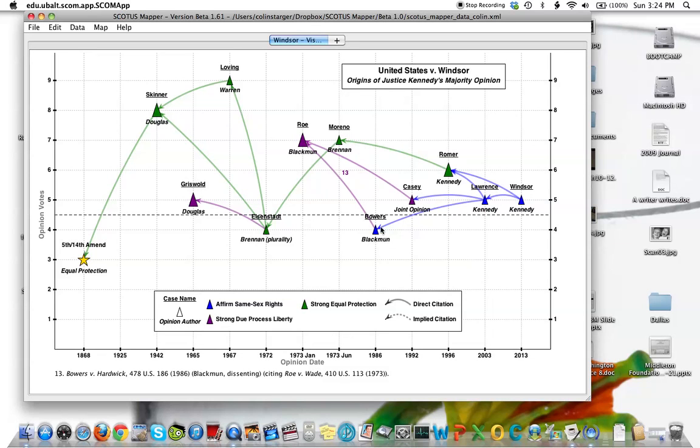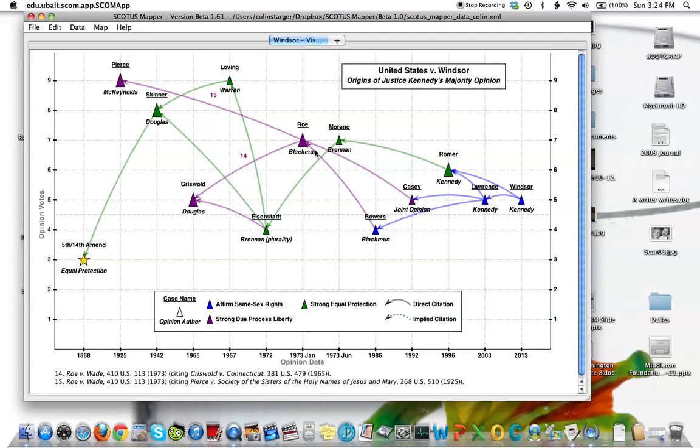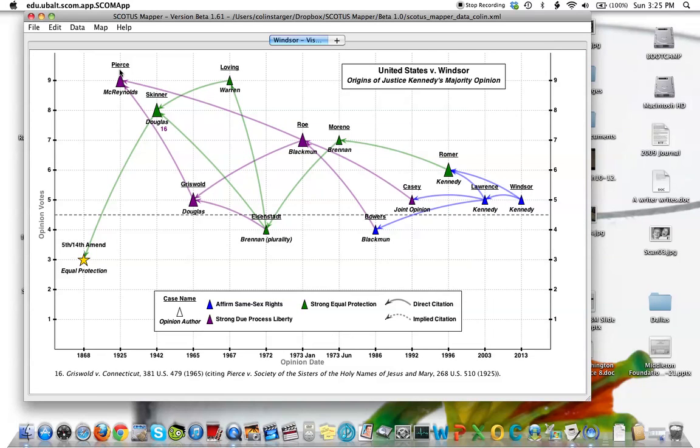Of course, Blackmun, in dissent in Bowers, had cited back to his own opinion in Roe as talking about the kind of liberty that he was talking about. Roe, in turn, also cited back to the important Griswold case, as well as the very early Pierce versus Society of Sisters of the Holy Names of Jesus and Mary, one of the very earliest substantive due process cases going all the way back to 1925 that essentially affirmed the rights of parents to bring up their children the way they wanted to. Griswold, of course, relied on that case as well, and Pierce goes back to the 5th and 14th Amendment.